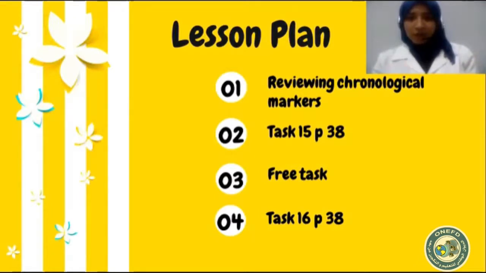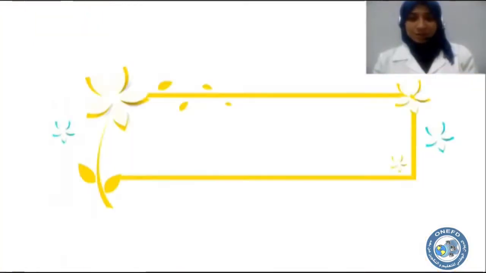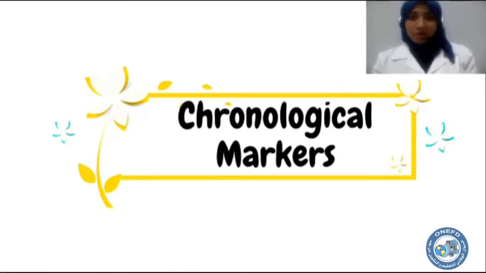First, we are going to review chronological markers. Second, we are going to do task 15, page 38. Third, we are going to do 3 tasks together. And the last one, we are going to deal with task 16, page 38. So let's start. First, we are going to see chronological markers, or we are going to review them together.